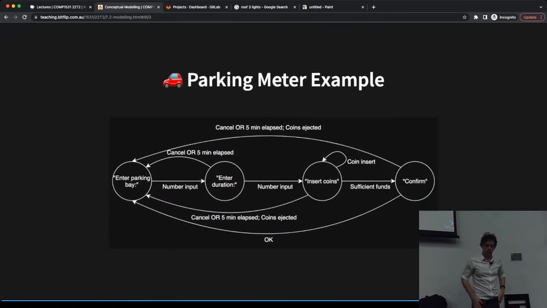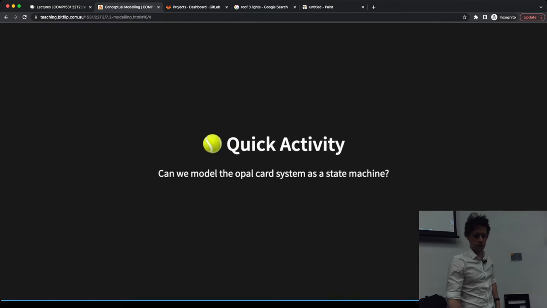So if we look at a slightly different one, here's an example. Someone says, I like your diagram, but it isn't accounting for the fact that if you start using one of these parking meters and you simply stop and walk away, it's not just going to sit there forever. It has a timeout, like most systems, where it goes, well, I'm just going to stop and I'm going to restart myself. How do you represent that? That's kind of hard, because that's not a user action, is it? So in this case, you can just annotate it. Be like, yep, cancel, or if 5 minutes elapses, coins eject on this transition back to the start. And this is fine. It doesn't need to be perfect, but it still conveys the point, which is really what matters.